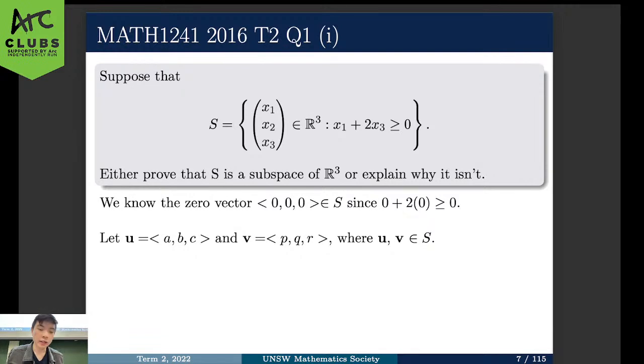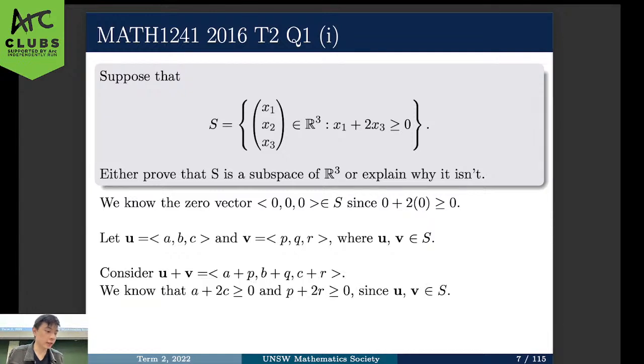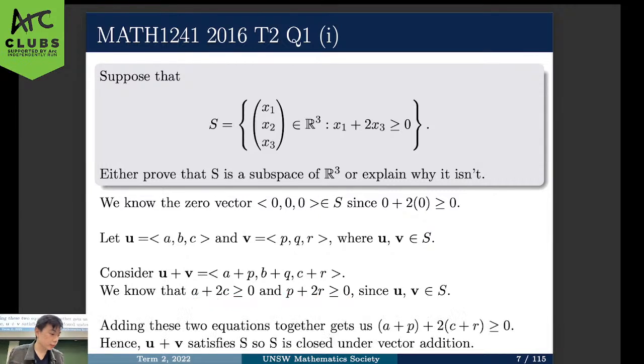call them U and V, and they're in S. Since they're in S, you would say that their condition is true. So in this case, the condition for U is this, and the condition for V is this. And we can also consider what the resultant vector would be. So we can add these 2 equations together that we have from our conditions that we've assumed, and we get this, which is actually the condition for the resultant vector. So we've proved that the resultant vector would also be in S, and hence it's closed under vector addition.